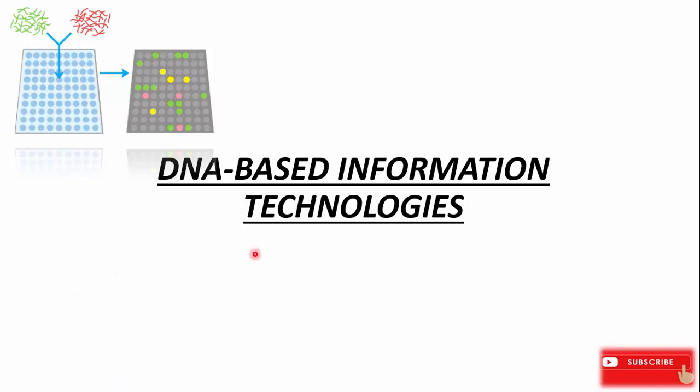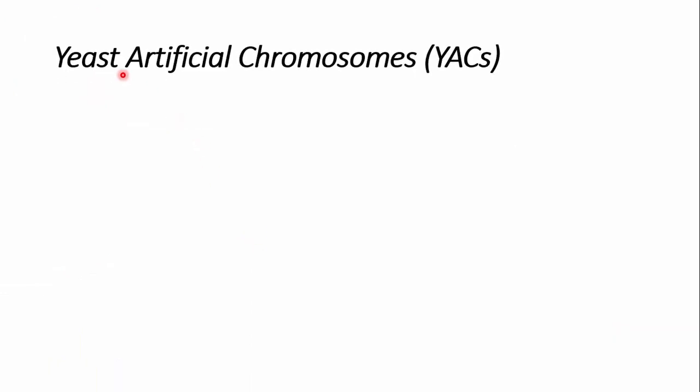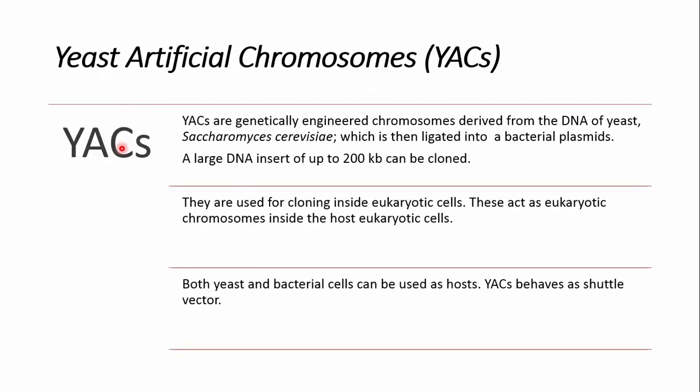In DNA-based information technologies today, we will talk about yeast artificial chromosomes. So, what are yeast artificial chromosomes? Yeast artificial chromosomes, or YAC, are genetically engineered chromosomes. They are derived from the DNA of yeast Saccharomyces cerevisiae, which are then ligated into a bacterial plasmid.